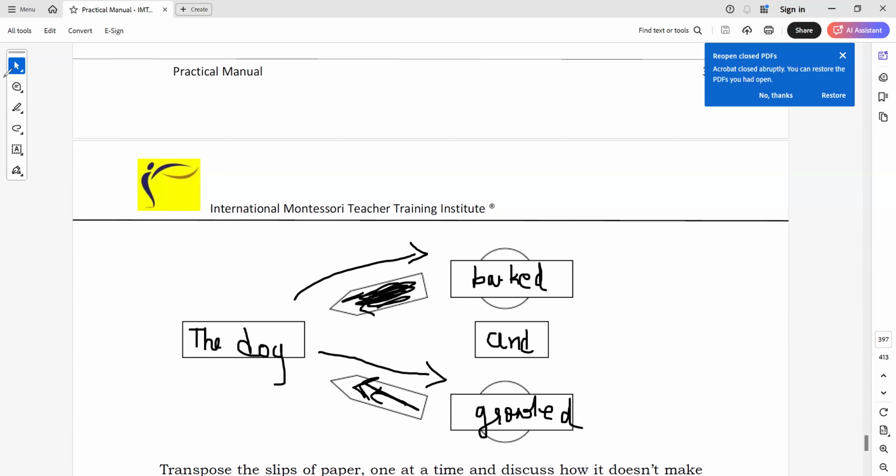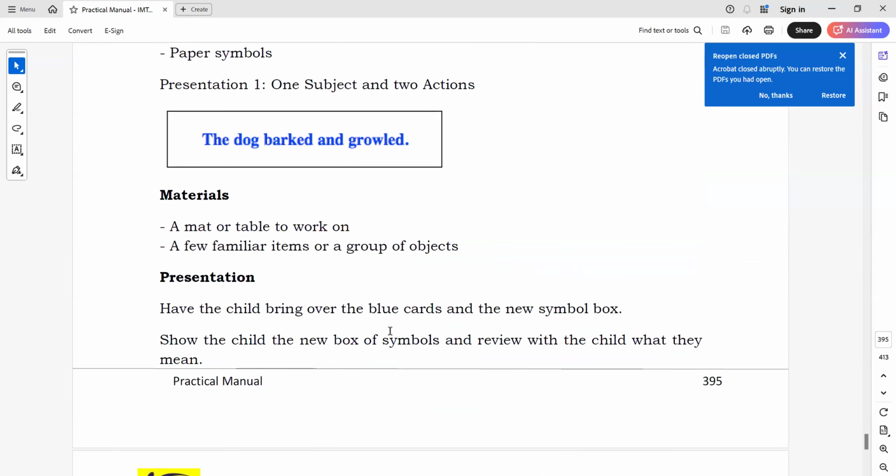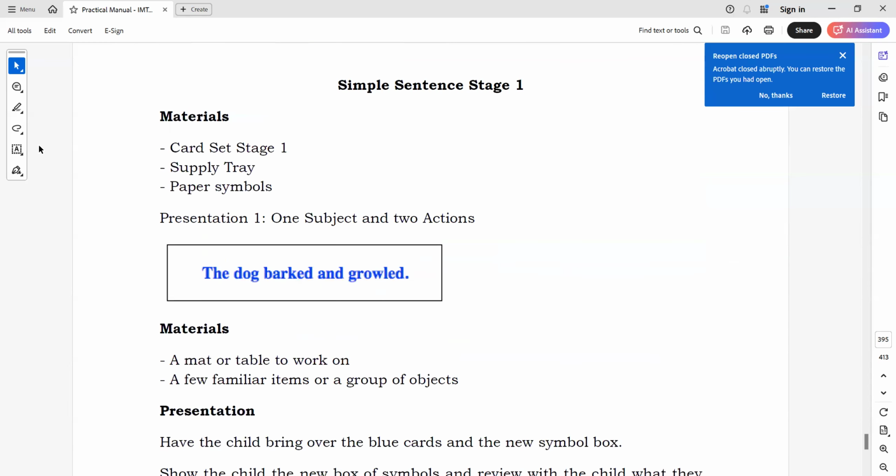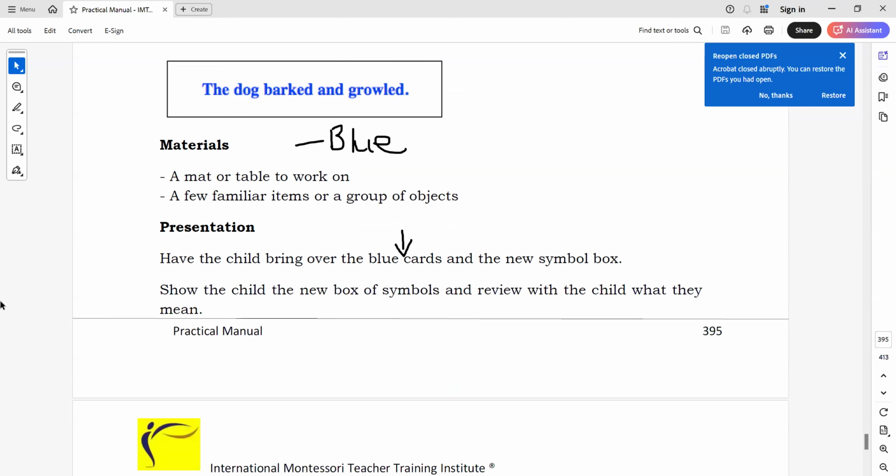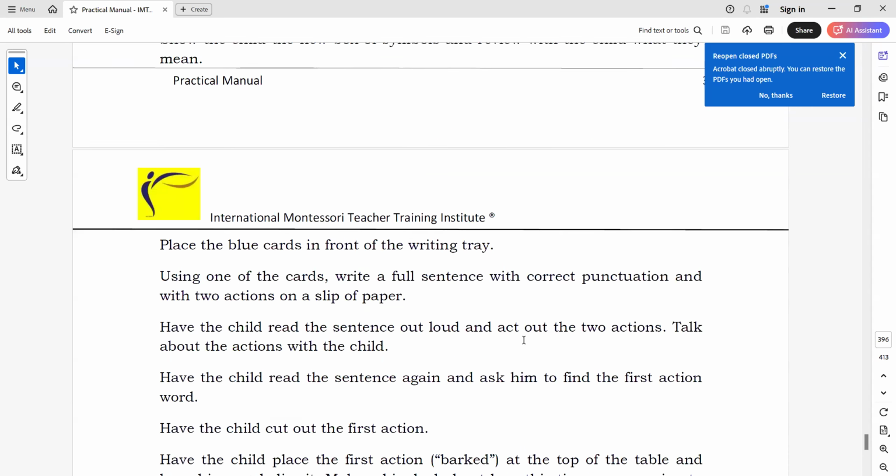The other thing you need to consider here is that these cards are color-coded. The stage 1 cards are blue color. The card 1 set is blue color. Please note that anything you're going to write or print has to be in blue color. If you're purchasing the simple sentence stage 1 Montessori material, the stage 1 cards are all blue color. So it will have 2 actions and 1 subject.